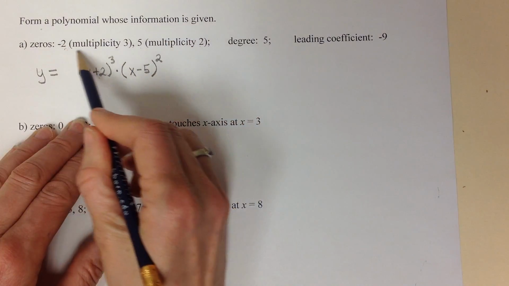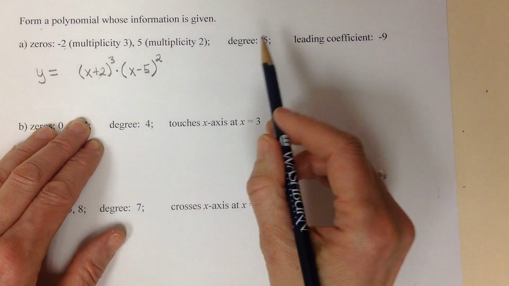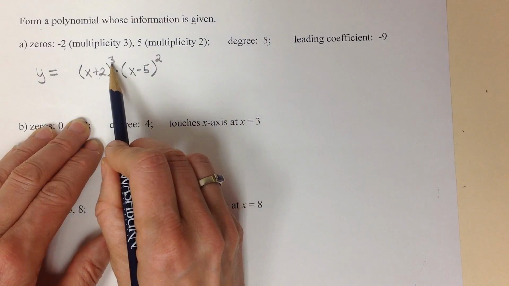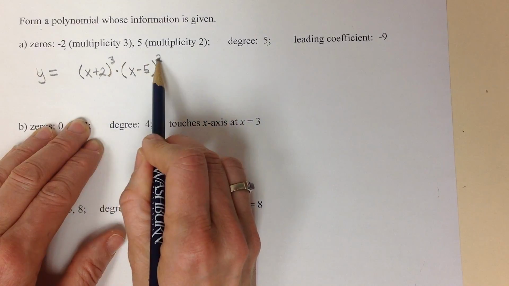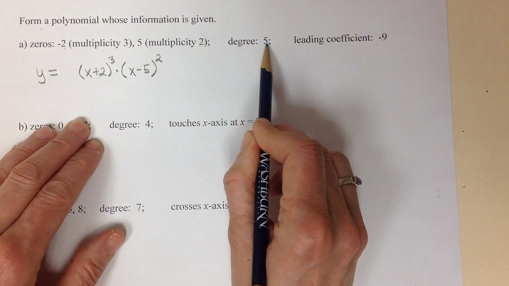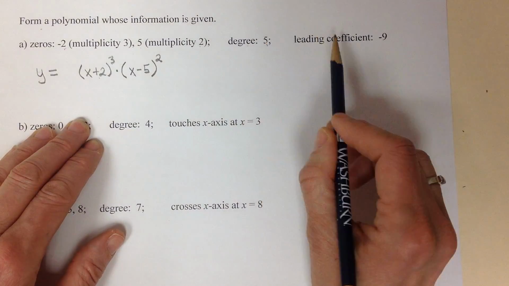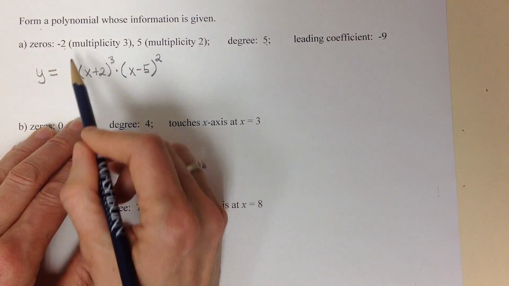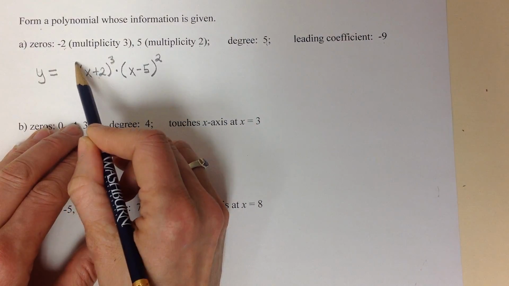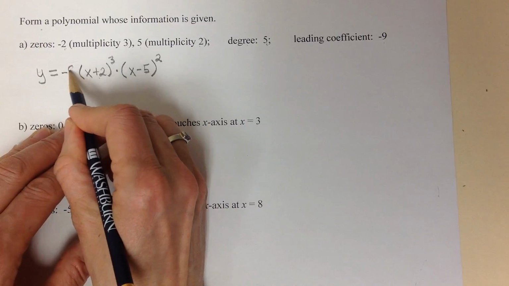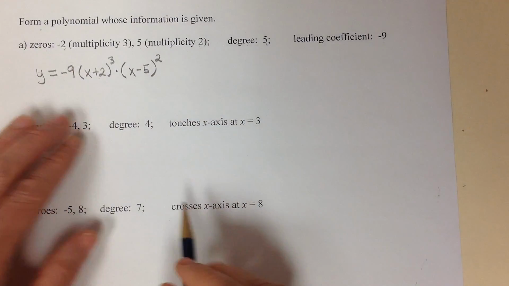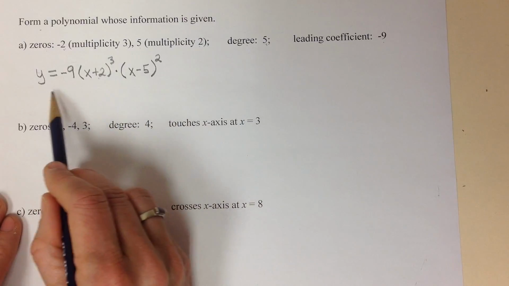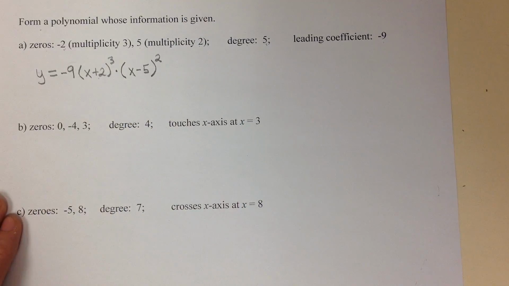Now I need to look at the rest of the information to see if I have everything I need. The overall degree needs to be 5. And yes, I've got that, because here I have 3 plus 2 would give me my overall degree of 5. The leading coefficient is -9. Right now, my leading coefficient is 1 because I don't have a number here. So I need to multiply this by -9. And this is fine. Don't worry about trying to distribute that out. Leave it in this factored form.